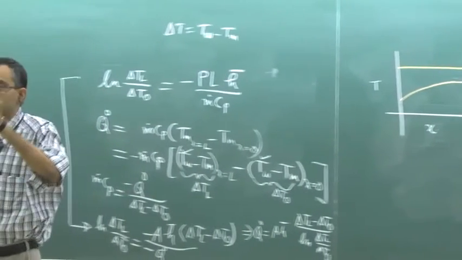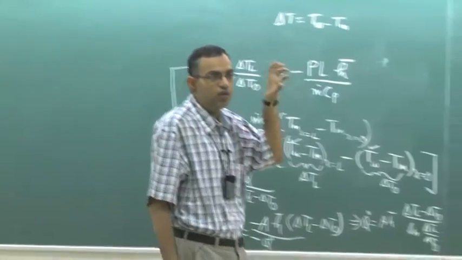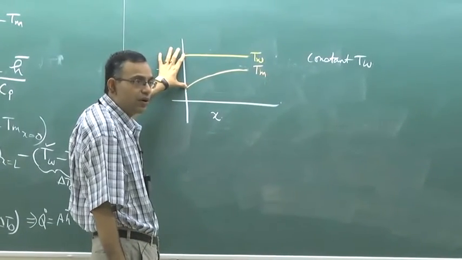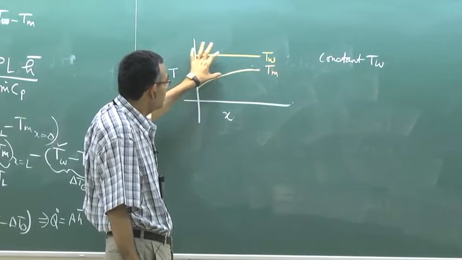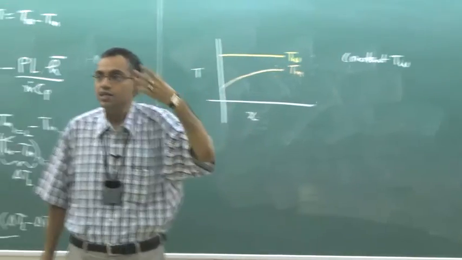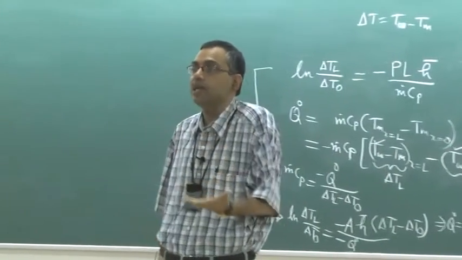So if we want to say that Q, the rate of heat transfer, is equal to A into h into delta T, now the delta T is different. Delta T at x equal to 0 is this, then it becomes this, it becomes this, like this. So delta T is continuously varying, so you require some equivalent average delta T.